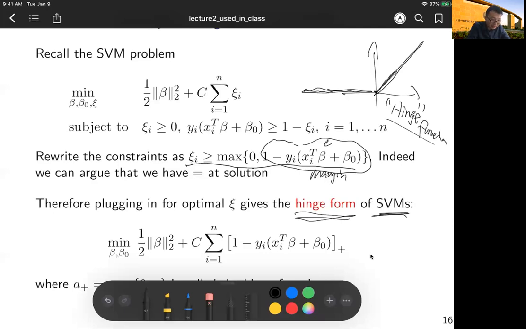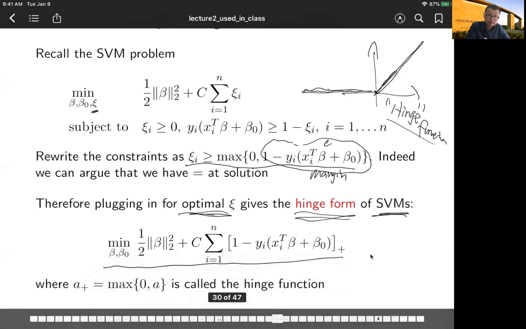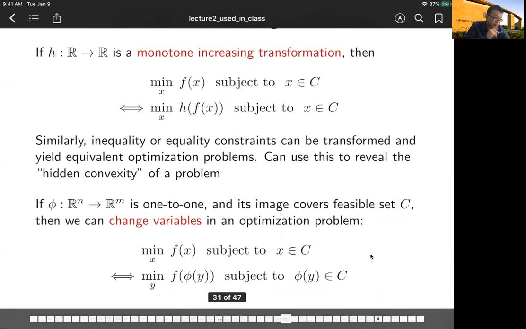But by doing this, we essentially have eliminated this Kasai parameter, and that's precisely because we can plug the optimal Kasai into the constraint, so that now the support vector machine becomes an unconstrained optimization problem.